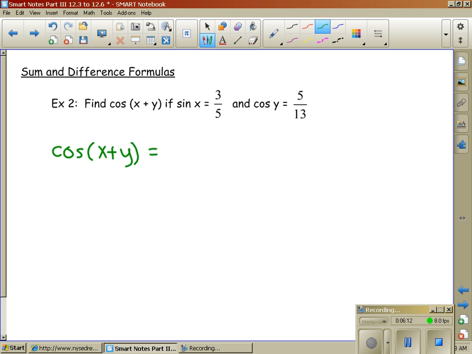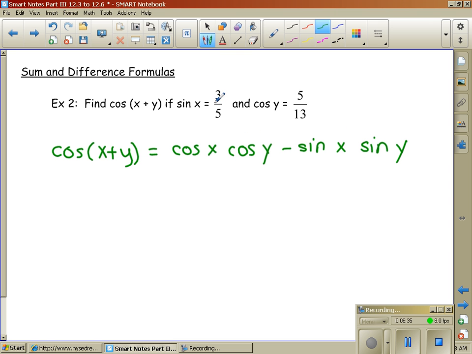So it was cosine a, which is x, cosine b, which is y, minus sine x, sine y. So that's just your formula sheet. So we have some of it. We have the sine of x. We have the cosine of y. We need the cosine of x and the sine of y.